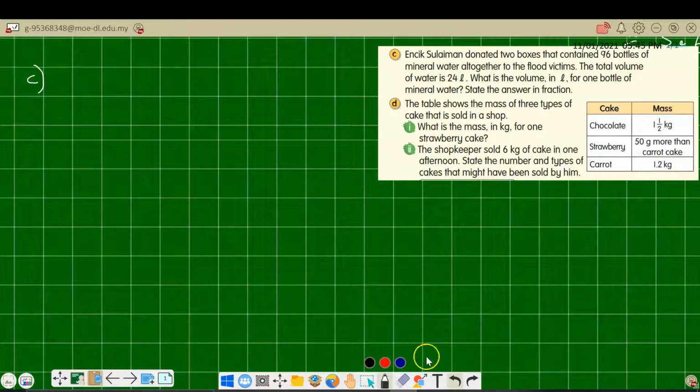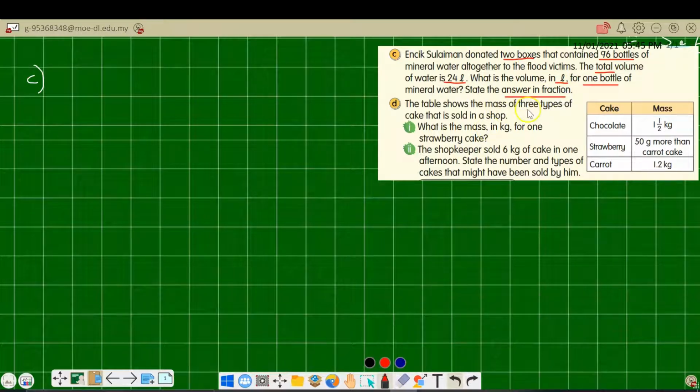Let's continue. Question C. Encik Sulaiman donated 2 boxes that contain 96 bottles of mineral water to flood victims. Total volume is 24 liters. What is the volume for 1 bottle? State the answer in fraction.